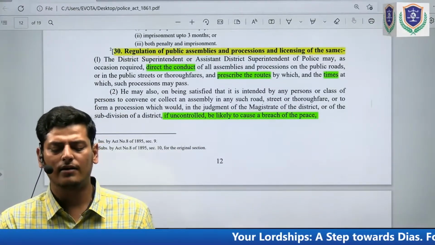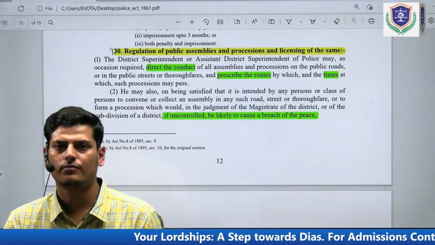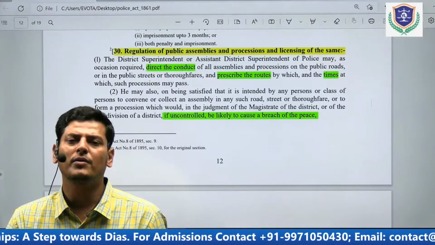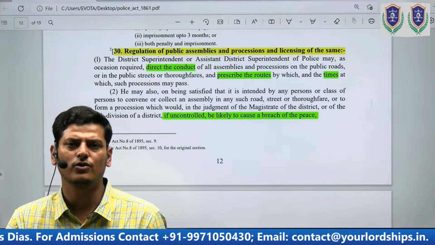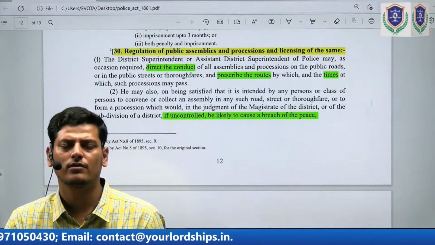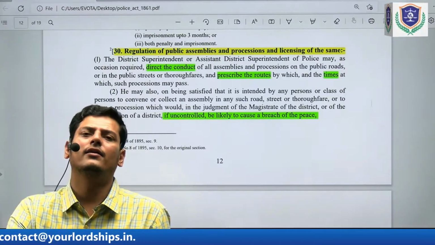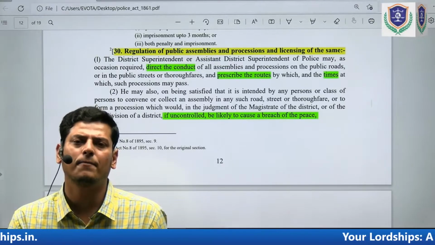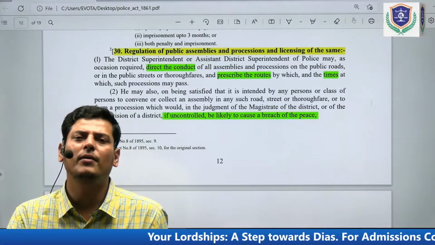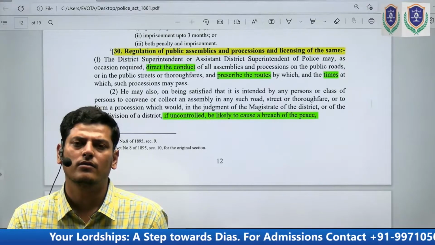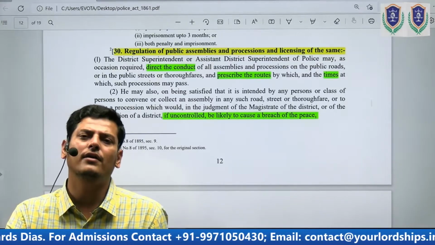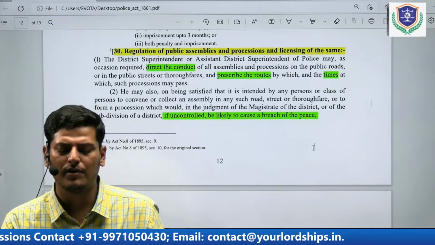Regulation of public assembly and procession and licensing of the same. If anyone wants to take out a public assembly or a procession, accordingly permission has to be taken. The district superintendent, or the assistant district superintendent, can also give permission. And if the district superintendent or assistant district superintendent feels that a breach of peace or some dangerous activity may occur, then he may require that the person may take a license. When a license is given, accordingly a condition may be imposed. And when the license is given, no fee has to be taken. So these provisions have been covered under section 30.